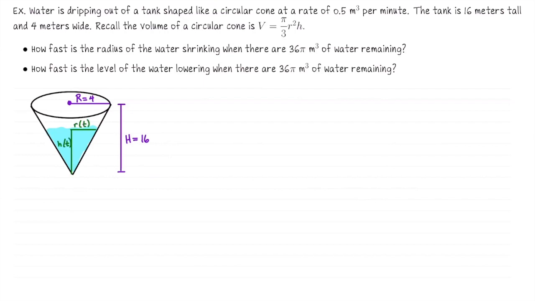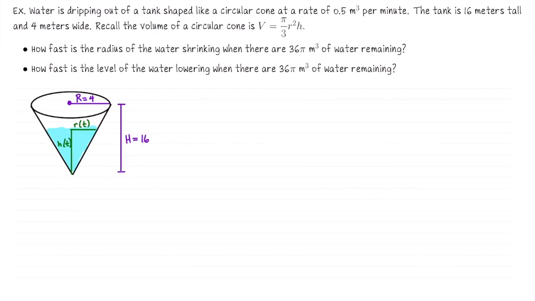Okay, then as this water drains out of the bottom, the radius at the top of the water is going to be changing because the water is going down, so the radius is shrinking. So let's call this little r of t, and likewise we'll call the height of the water at any moment in time little h of t.